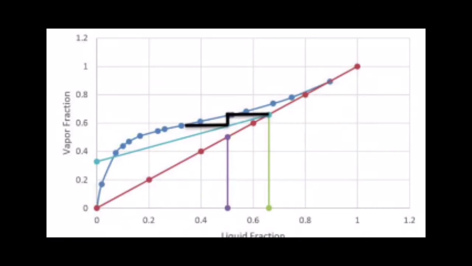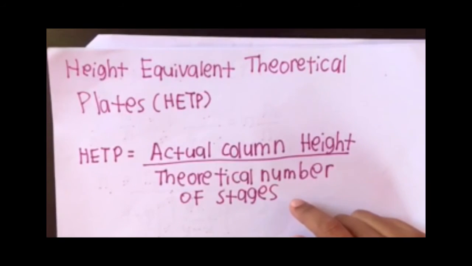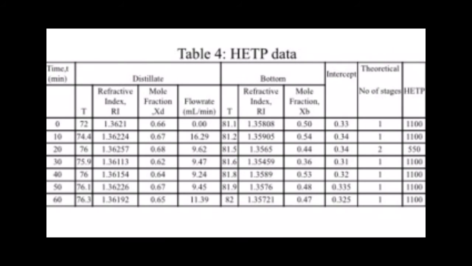For part 2, first, we have to draw the XY equilibrium diagram. The equilibrium curve can be plotted using the equilibrium data provided in the lab manual, and we also have to draw the 45-degree line. We have to indicate the value for XD, which is the mole fraction at the distillate, and XB, which is the mole fraction at the bottom. Then, using the McCabe-Thiele method, we have to determine the number of stages. After you obtain the number of stages, you have to calculate the height equivalent theoretical plate using this formula. So, this is basically the results that we obtained based on the HETP calculation.